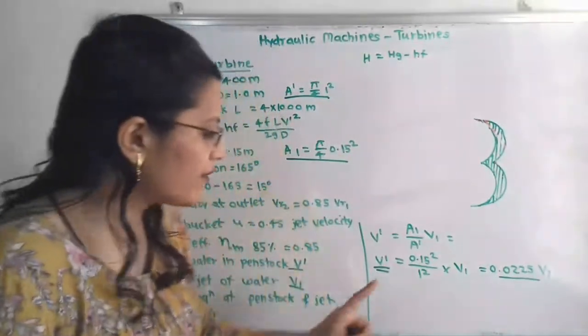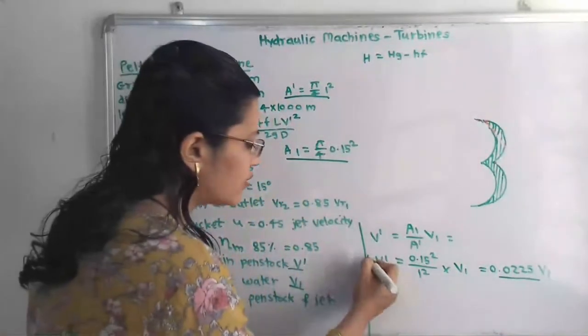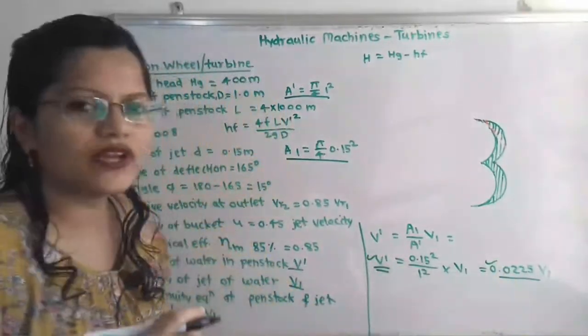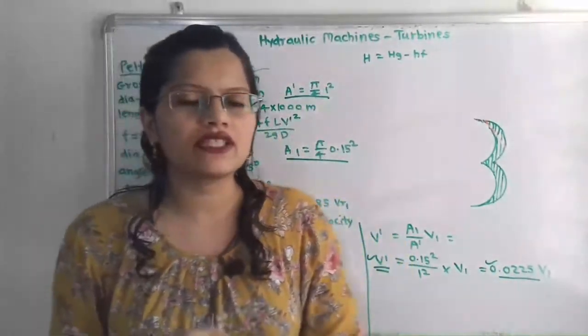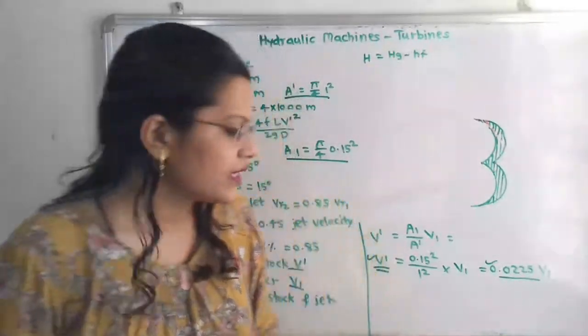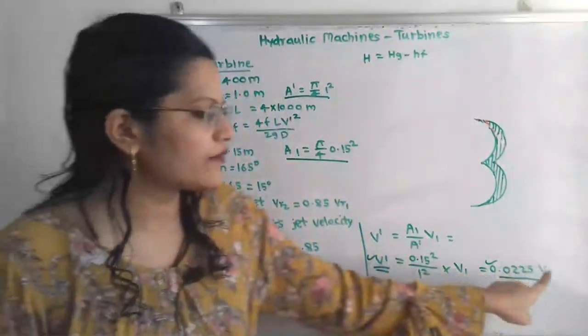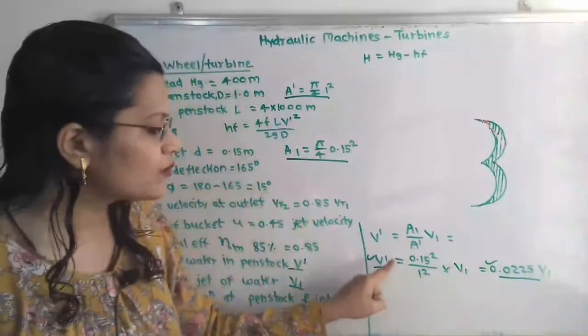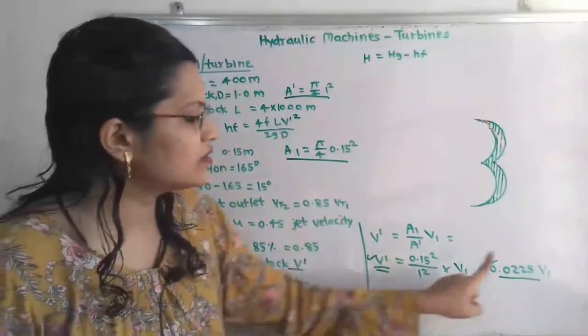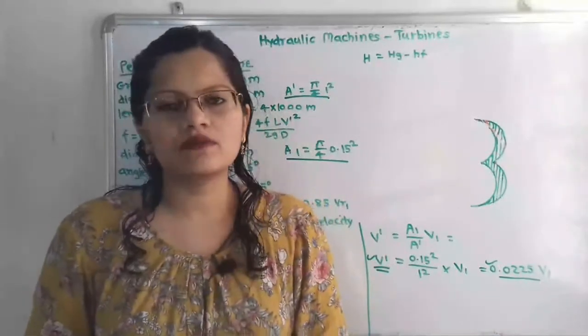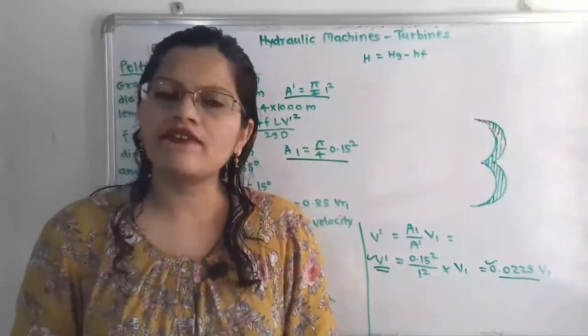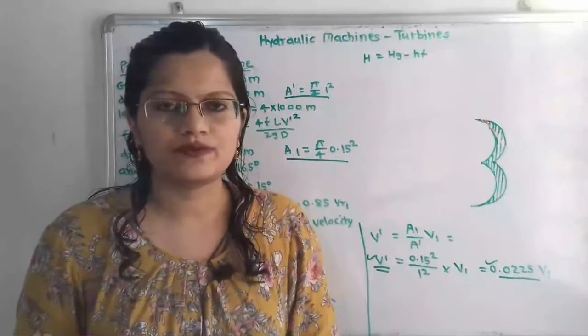Now why are we going to find this value? Because now we are going to apply Bernoulli's equation, and in this equation there are two unknown terms, V dash and V1. So we have to put the value of V dash in terms of V1. In any equation, when only one term is unknown, we can easily find that value.